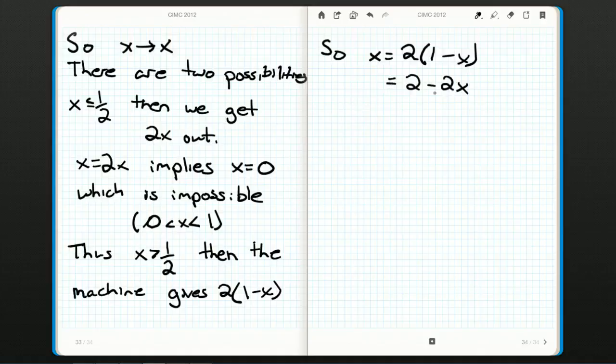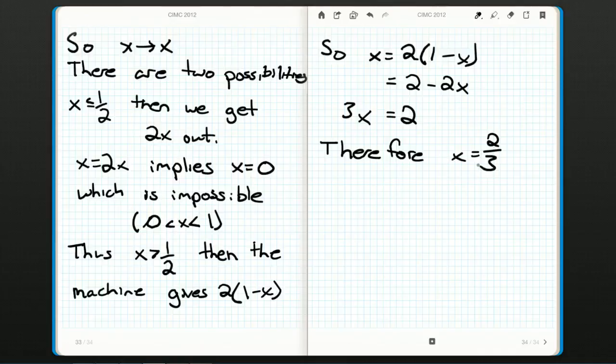So we have an x over here, we have minus 2x over here. Let's bring those x's over to the left-hand side. And so the only possibility we're left with is that x is the value of 2/3. So let's check. We plug in 2/3 into our machine.